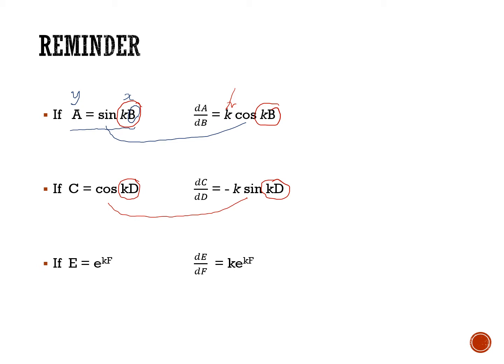The final one is our exponentials. Again, if we've got big E equals e to the power kF, I'll do dE/dF. Remember, e to the power something goes to e to the power something, but then we get this extra k at the beginning. The chain rule will really explain why we get these extra numbers at the beginning, because actually doing that is part of the chain rule.